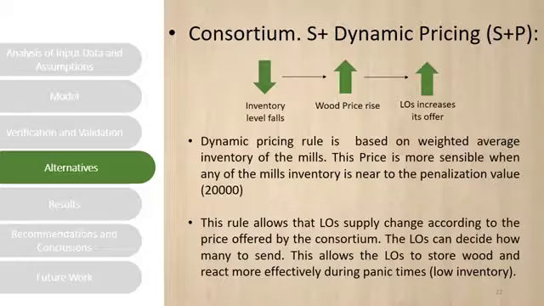The figure shows the basis of this alternative. If the inventory level falls, then the wood price rises, and for this reason, the logging operations' price will increase. Our function is more sensitive when inventory is near the penalization value. This allows the consortium to react more efficiently in panic moments.